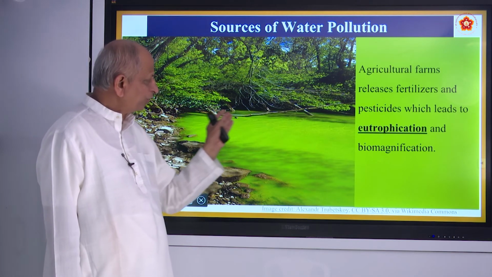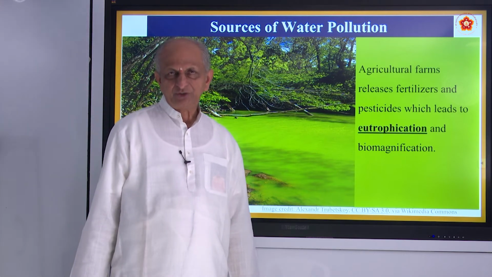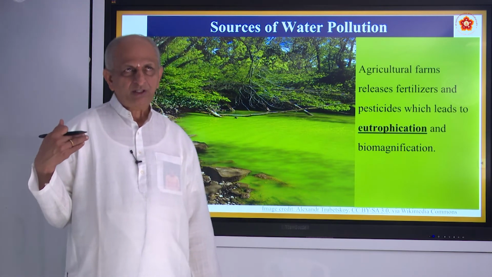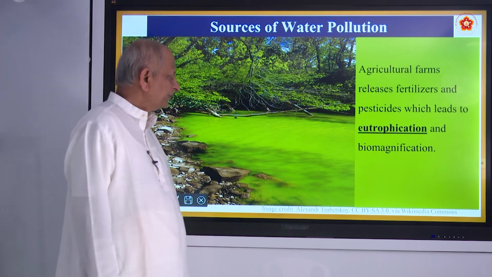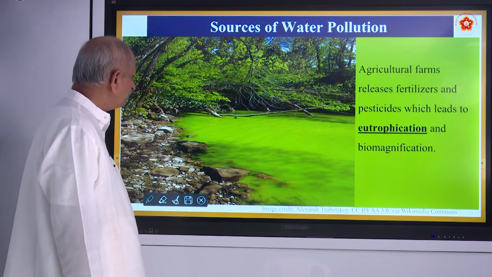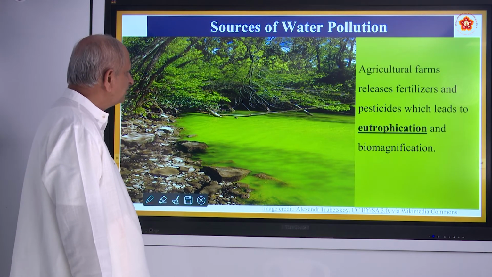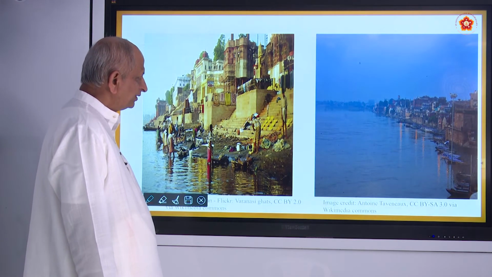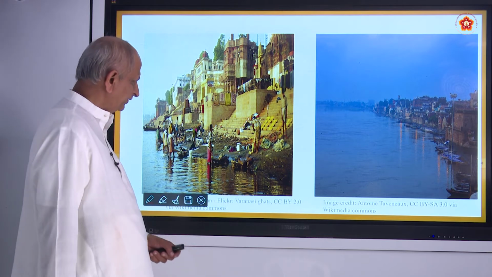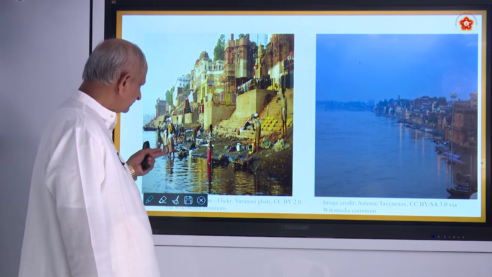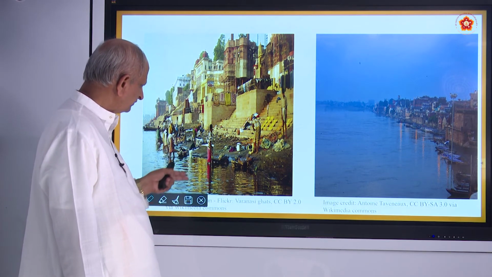Here this is stored water. So, when there is stored water, the nutrients will be disturbed. So, this is one more example of pollution, and this is what I was referring to as Ganges. This was how it was.